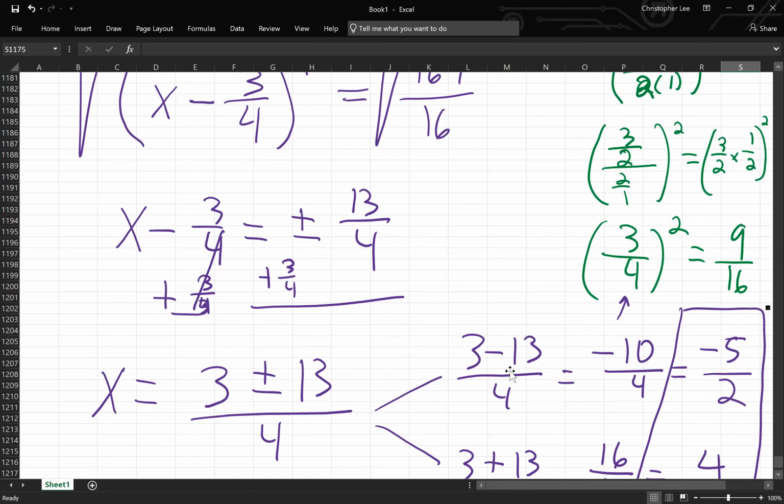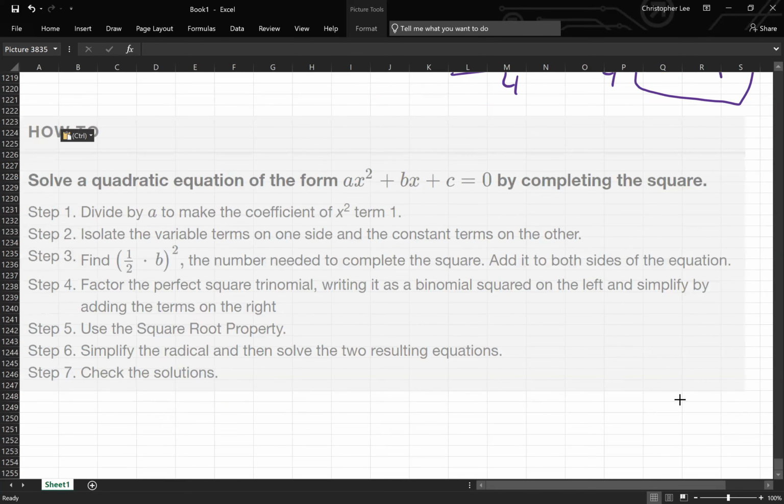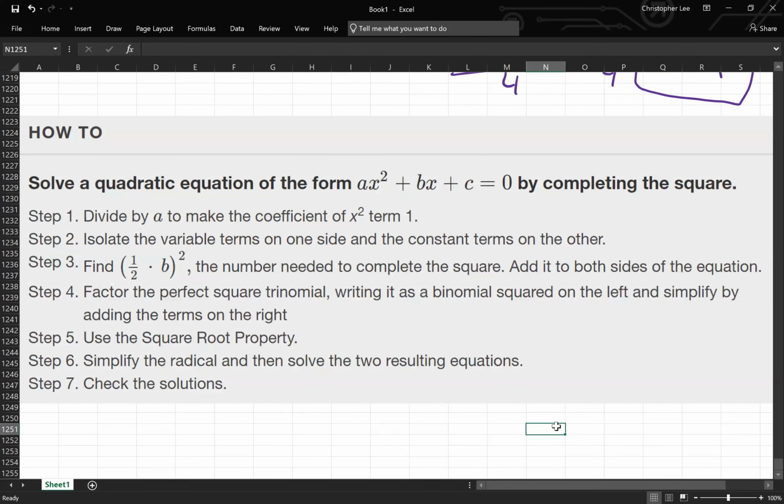So this is like the full notes whenever A is not 1. So solve a quadratic equation of the form ax squared plus bx plus c is equal to 0 by completing the square. Step 1, divide by a to make the coefficient of x squared term 1. Step 2, isolate the variable terms on one side and the constant terms on the other. Step 3, find 1/2 times b squared. In our case, negative b over 2a squared, right?